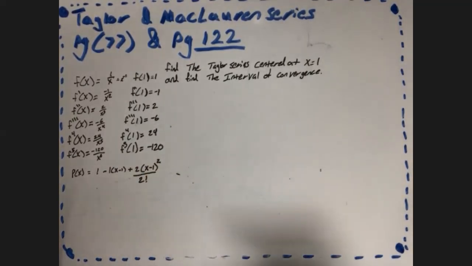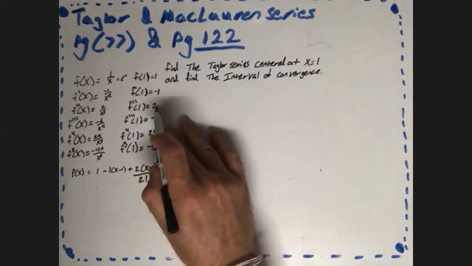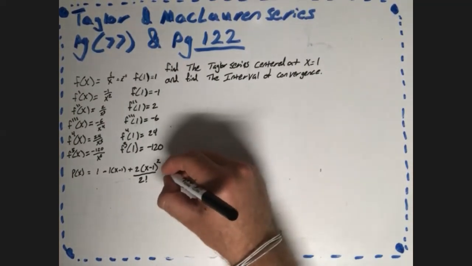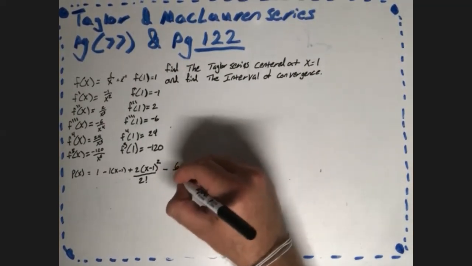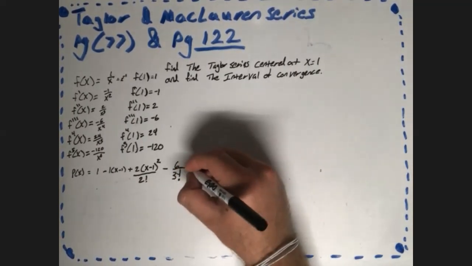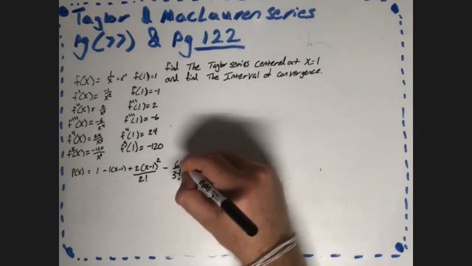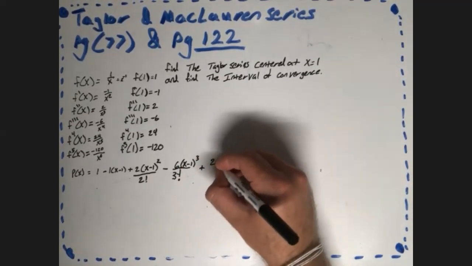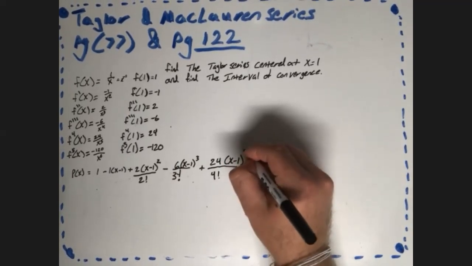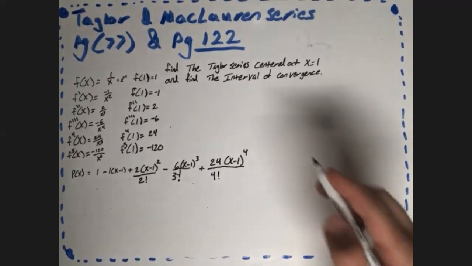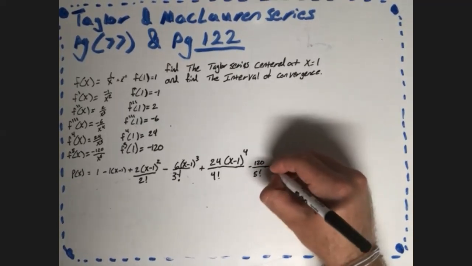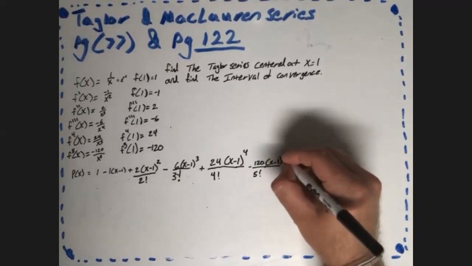Okay. 2, that's my derivative number over the 2 factorial, and I got my x minus 1 squared, right? Minus, because it's subtracting, 6 over 3 factorial with an x minus 1 cubed, plus 24 over 4 factorial and an x minus 1 to the 4th. I don't want to do it because I'm running out of room, but I'll do it. Minus 120 over 5 factorial. And then, of course, my x minus 1 to the 5th.